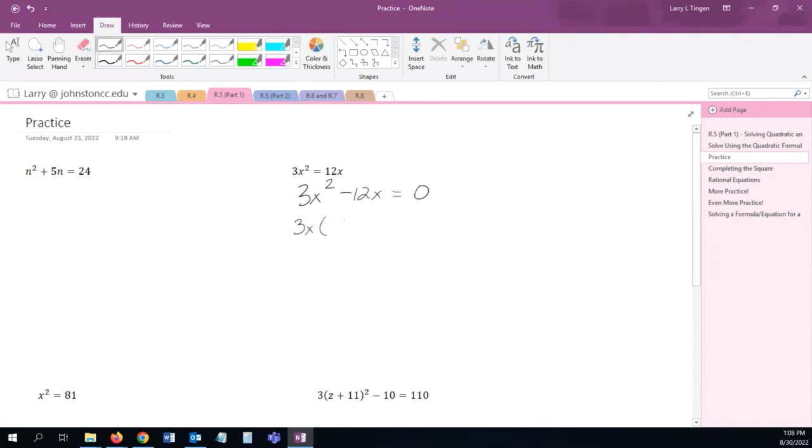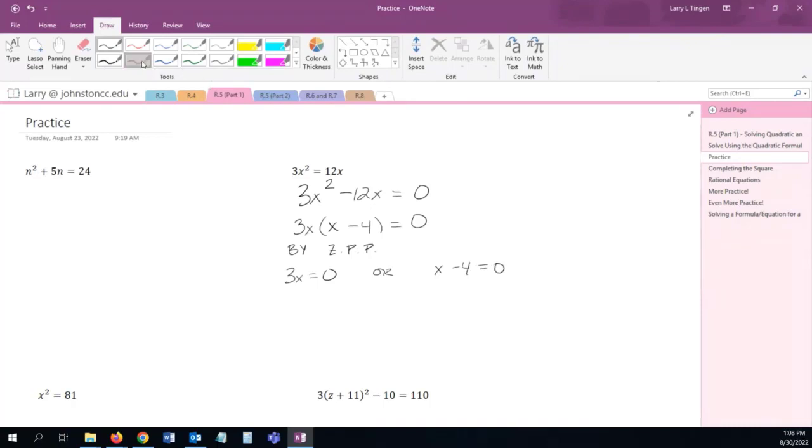Well, 3x squared divided by 3x is just going to leave me an x. And then negative 12x, factor out 3x, is going to leave me a negative 4. And look at that. I'm already to my step of the zero product principle. Things multiply to give me 0, so one of them must be 0. So either 3x is 0 or x minus 4 is 0.